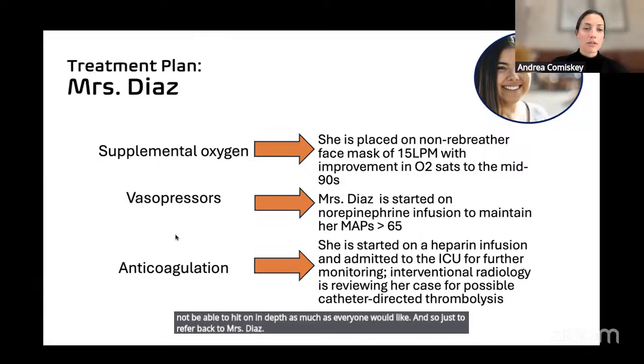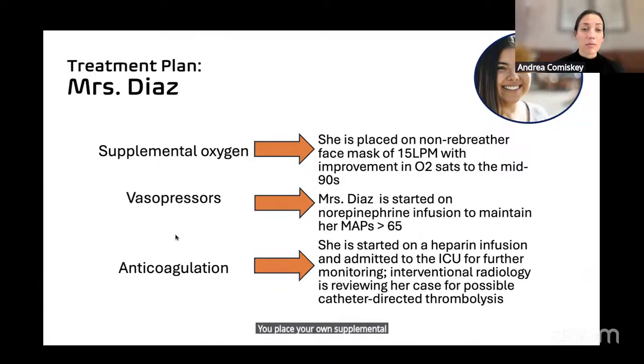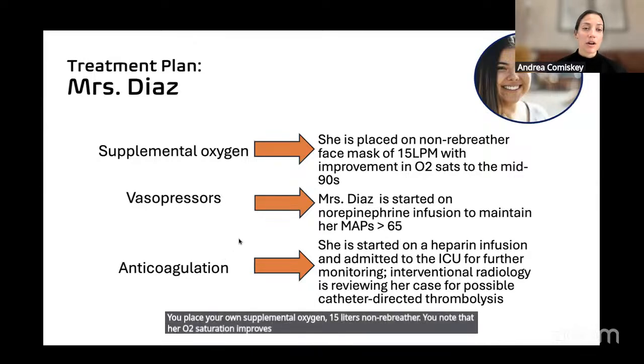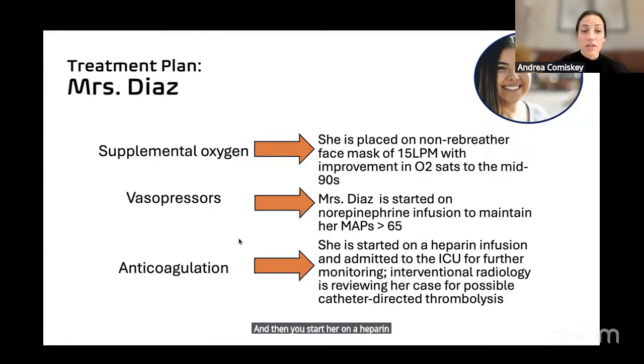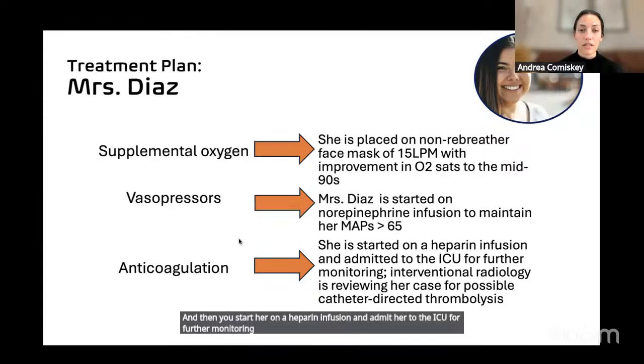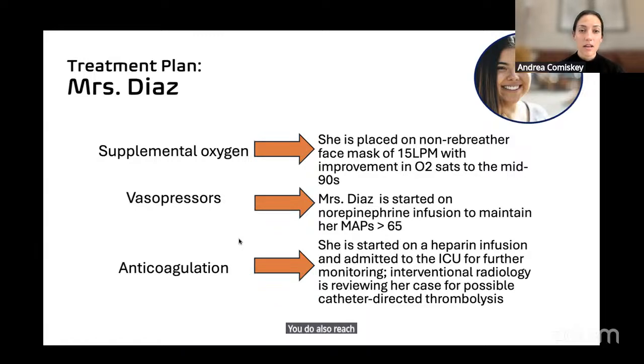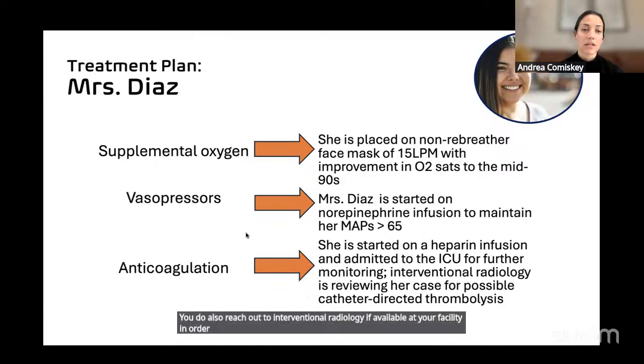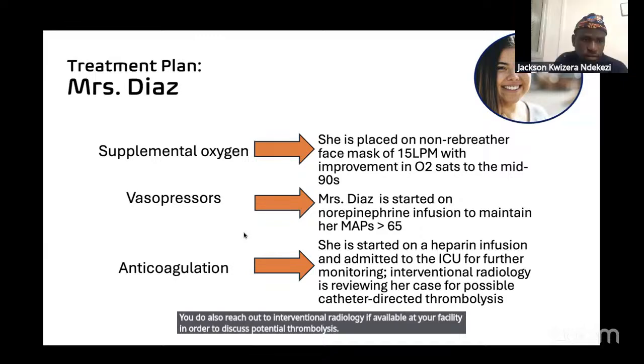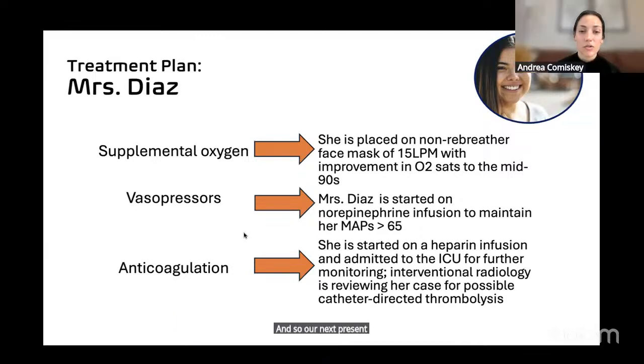And so just to refer back to Mrs. Diaz, you place her on supplemental oxygen, 15 liters non-rebreather. You note that her O2 saturation improves. You start her on vasopressors. She's started on a norepinephrine infusion in order to maintain her MAPs greater than 65. And then you start her on a heparin infusion and admit her to the ICU for further monitoring, given her high risk of decompensation. You do also reach out to interventional radiology, if available at your facility, in order to discuss potential thrombolysis.